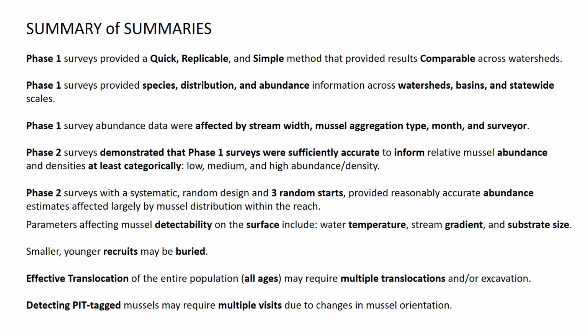Parameters affecting mussel detectability on the surface include water temperature, stream gradient, and substrate size. Smaller, younger recruits may be buried. Effective translocation, all ages of the population, may require multiple translocation visits. And detecting pit tag mussels may also require multiple visits due to changes in mussel orientation.